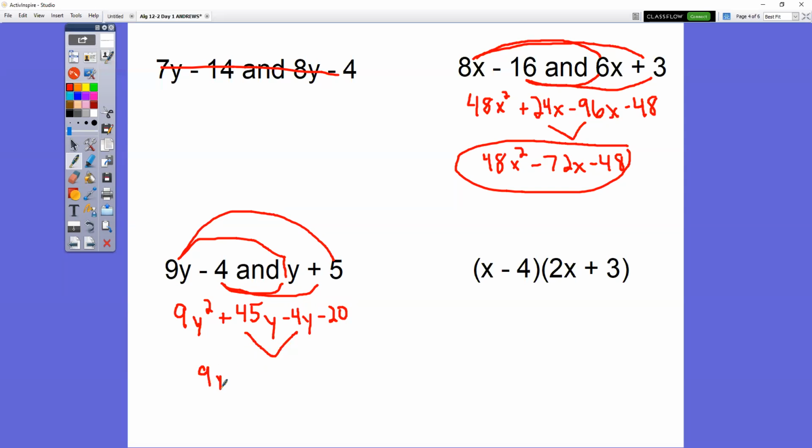Be very careful when you go to add these together. You have 45 plus -4. 45 plus -4 is positive or plus 41y. Go ahead and try this one on your own, please.